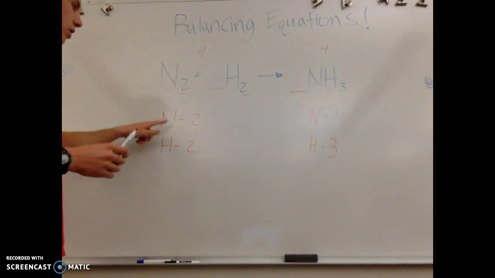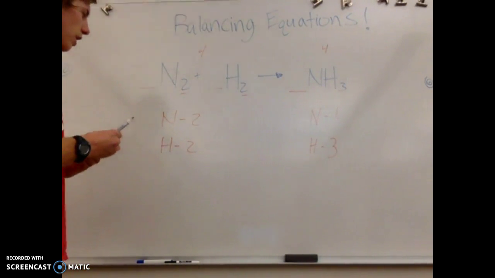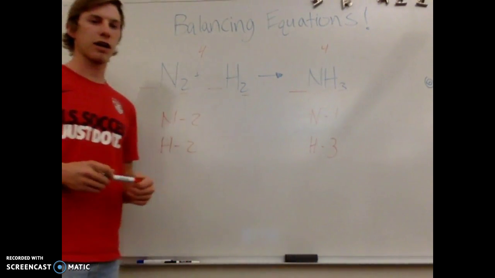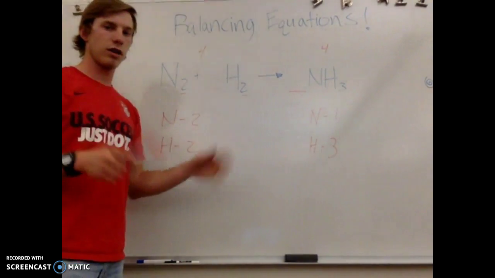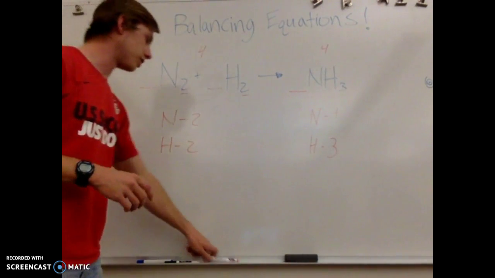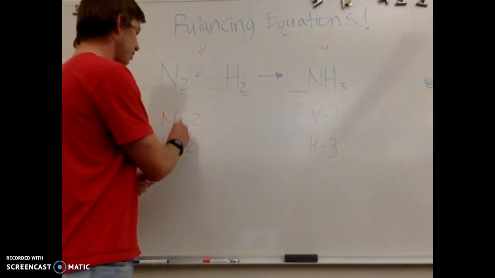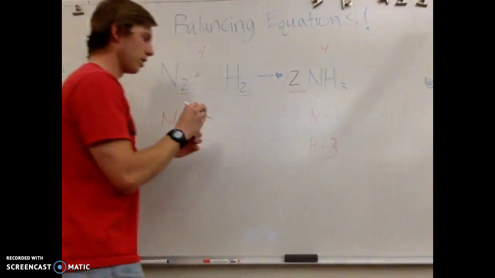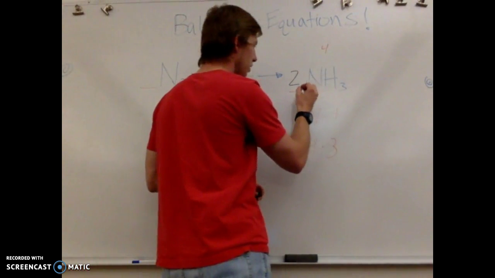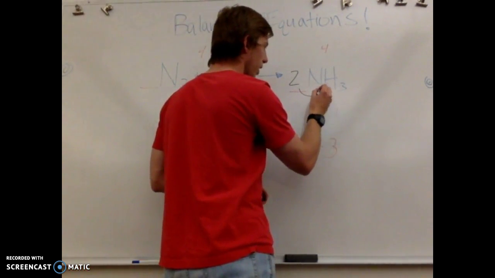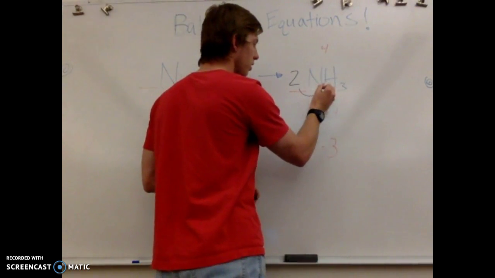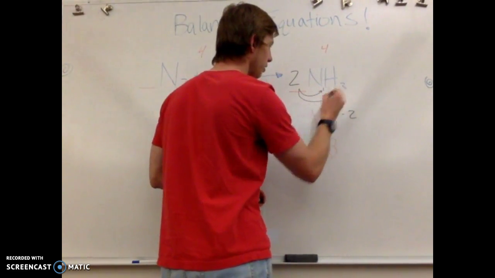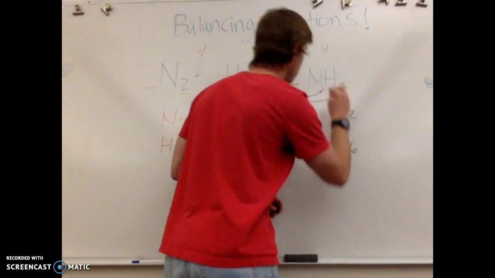What I like about these is it's guess and check. So you can throw in numbers and see what you get out until you find it. We have two N's here and one N over here. So what I'm going to try first is double that. So we'll have 2 times the implied 1 nitrogen here, which would be 2 nitrogens. And we got 2 times 3, which is 6 hydrogens.